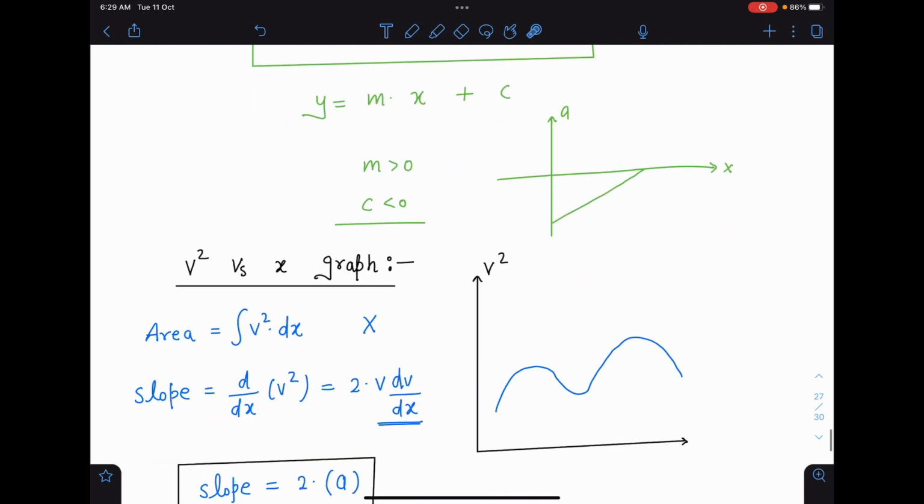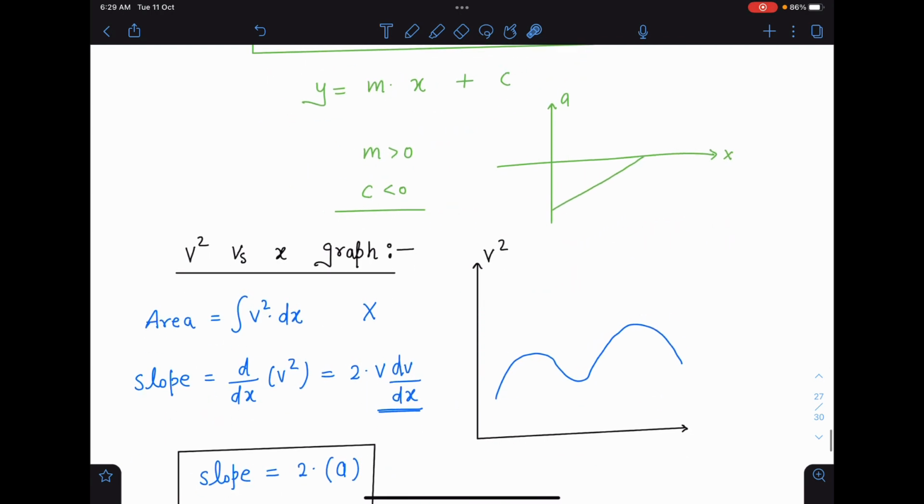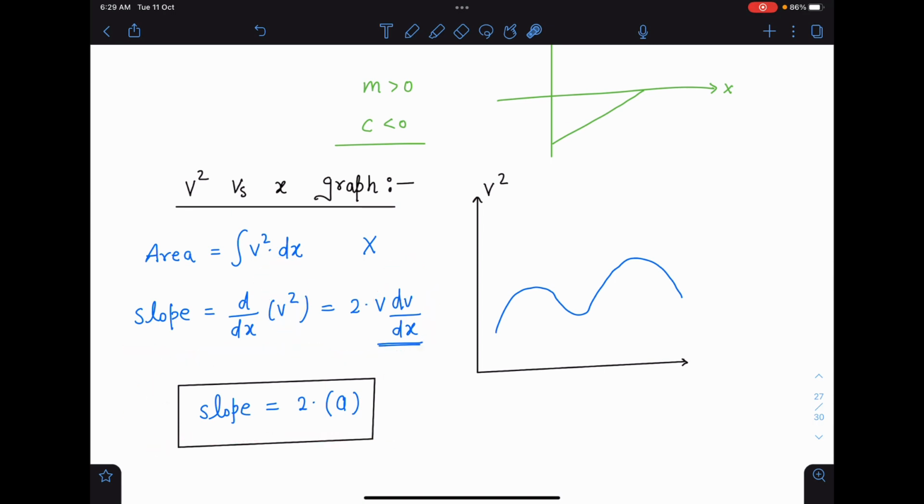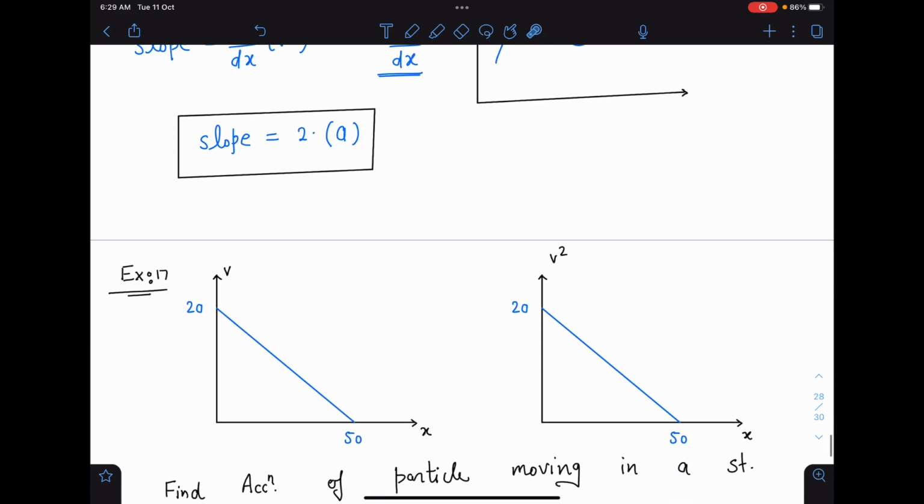Then the next graph is the V square versus X graph. Here the area is not so important for us because it is the integral of V square dx, so we can cancel this out. However, the slope, if you see, is d by dx of V square, and it will be 2 into V dV by dx. So the slope of this will be 2 times the acceleration. Very nice. Slope is important for this graph. Area is not.